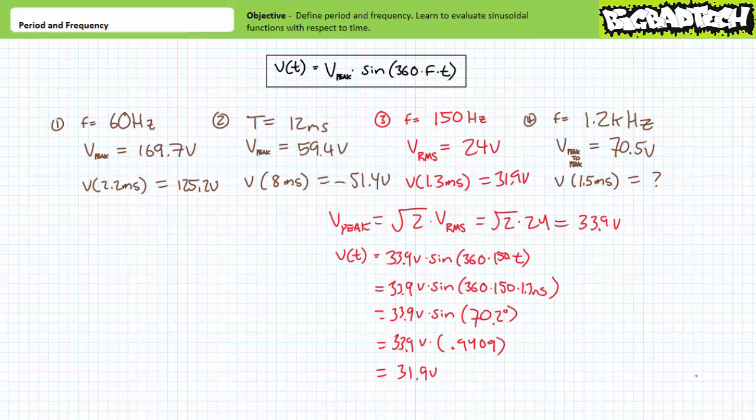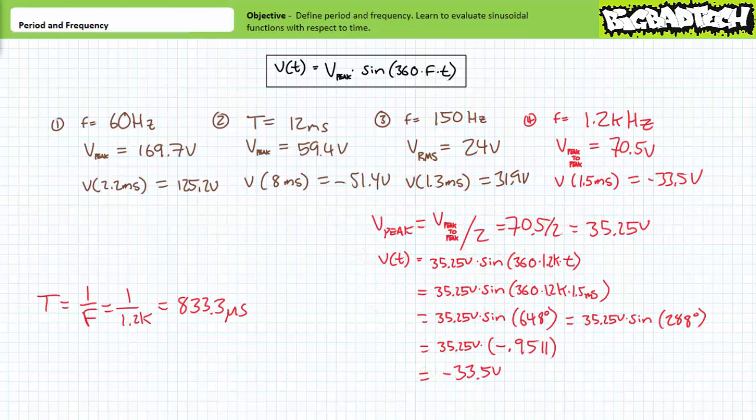Our time-variant sine function resolves itself into 33.9 volts times the sine of 360 times 150 times the time of interest. Substituting in 1.3 milliseconds, the expression in parentheses yields an angle of 70.2 degrees. Sine of 70.2 degrees is approximately 0.9409, and multiplying this times the peak value of 33.9 volts yields an output voltage of approximately 31.9 volts.